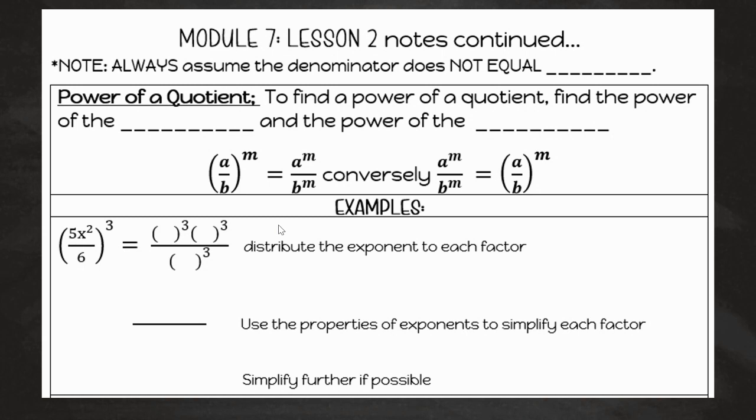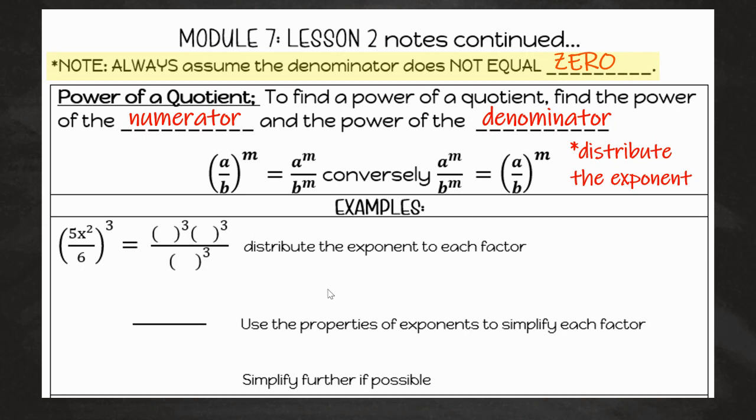Now we're going to move on to our next rule, which is the power of a quotient. But something I want you to keep in mind is that we always need to assume that the denominator does not equal 0. This is often written in the explanations and prior to you answering the questions. It'll always say assume your denominator does not equal 0, and that's because that would be undefined or an error in your calculator. So power of a quotient. To find the power of a quotient, we are going to find the power of the numerator and find the power of the denominator. So basically, we're distributing the exponent to both the numerator and the denominator.